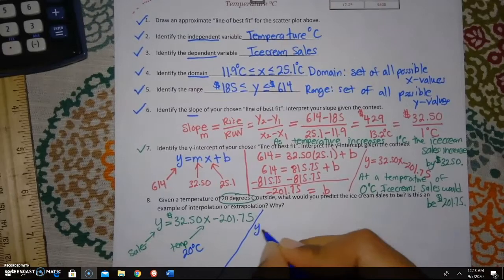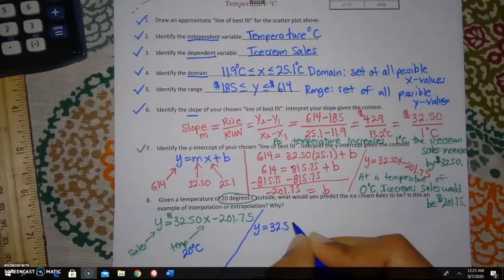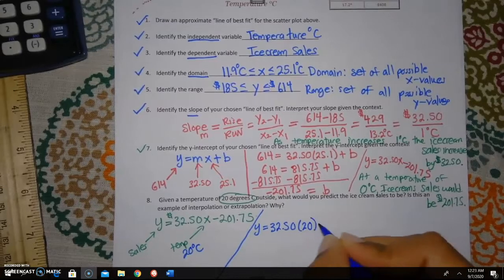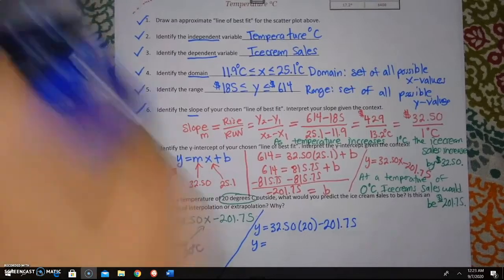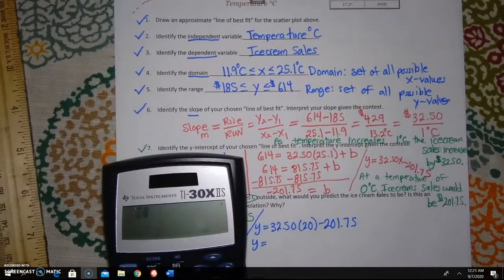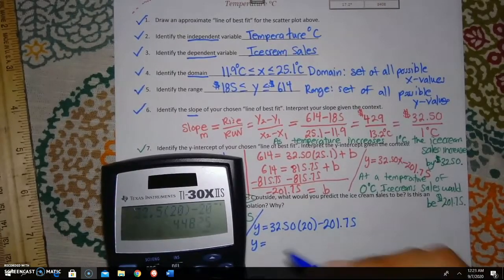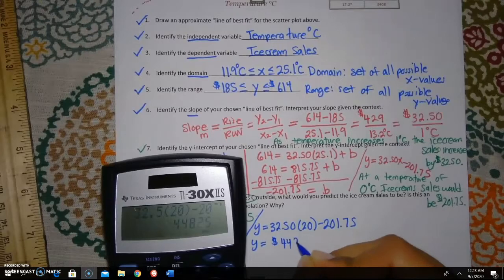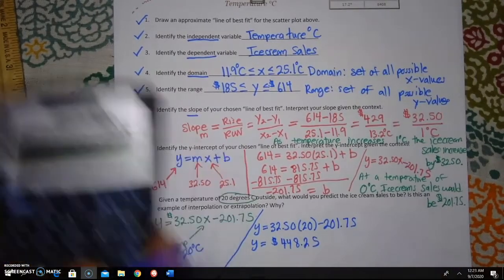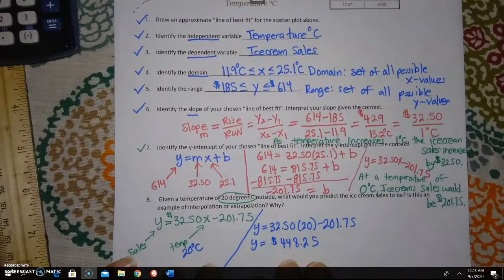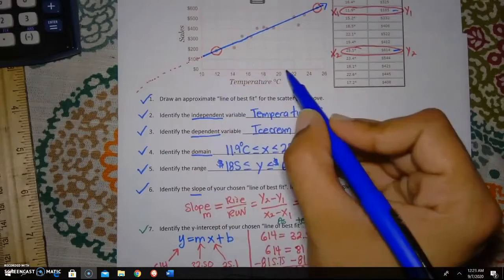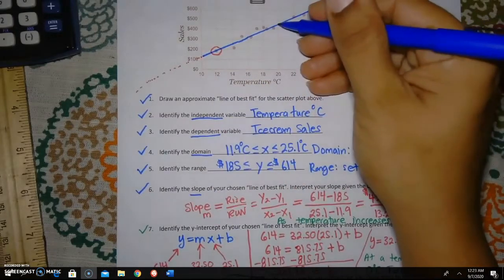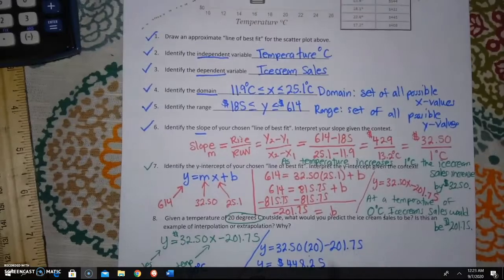So we're going to say y is equal to 3250 times our 20 degrees Celsius minus 201.75. And then we're just going to grab a calculator and have it do the work for us. All right, and it looks like sales will be about 448.25. Now let's look at the graph and see if that makes sense. If we went to 20 degrees Celsius on the graph, would 448 approximately make sense? It would. So we feel good about that.